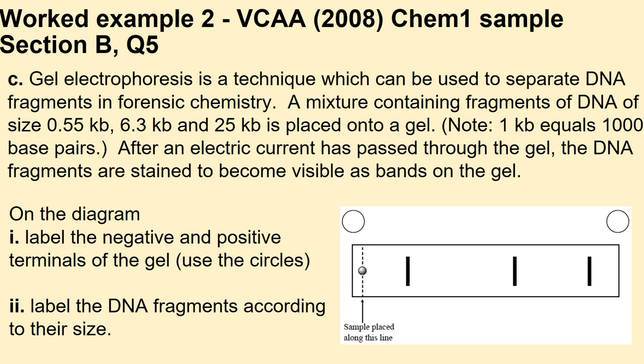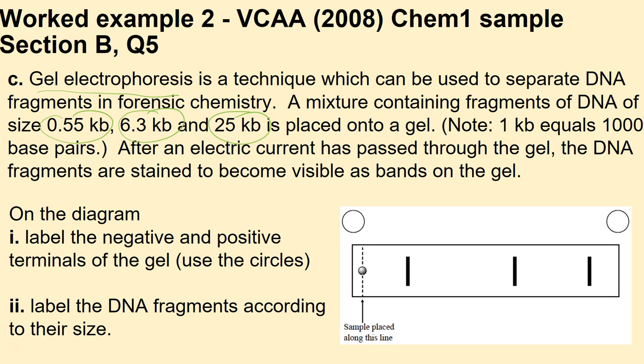So what we can do is look at these in terms of some other questions. In this case, the question is a little bit wordy, so let's have a look at what ones tell us important information. This one states that gel electrophoresis, which is the process that we're talking about, can be used to separate DNA fragments in forensic chemistry. A mixture of fragments, and this is just the unit that we use to measure fragments, so kilobases. We can see this one is smaller than this one and this one because it's 0.55, 6.3, and 25. So is placed onto a gel. 1 kilobase is basically 1,000 bases.